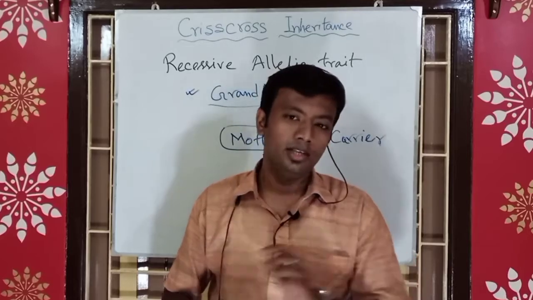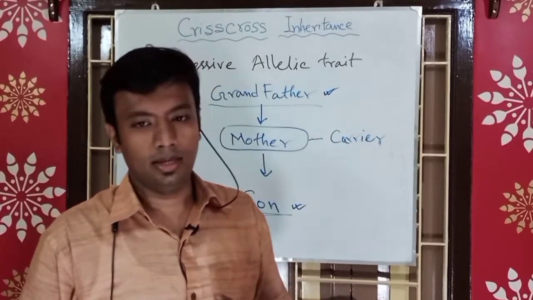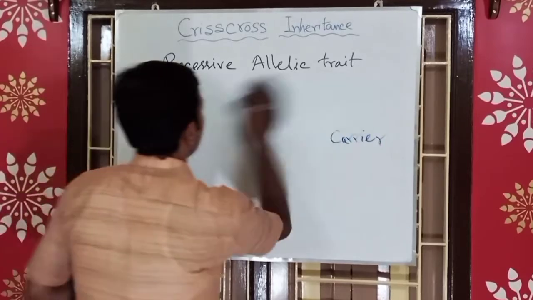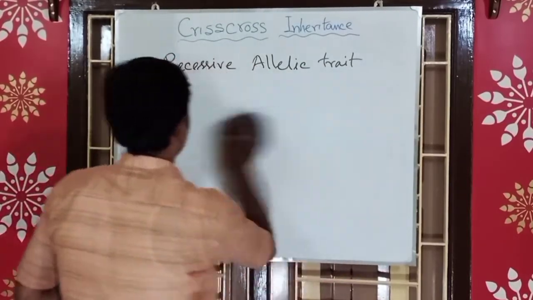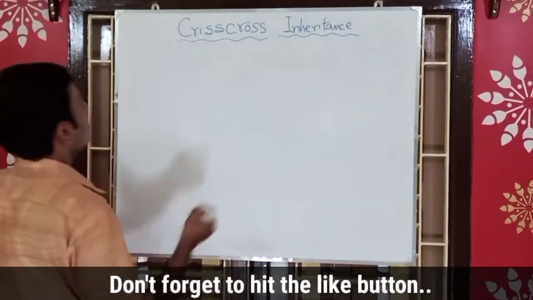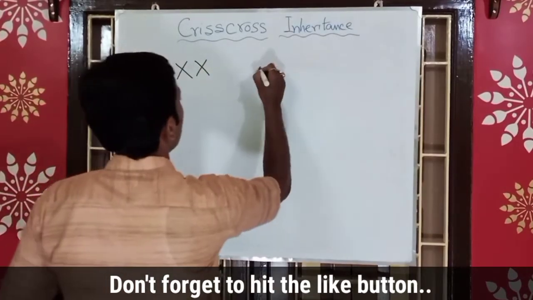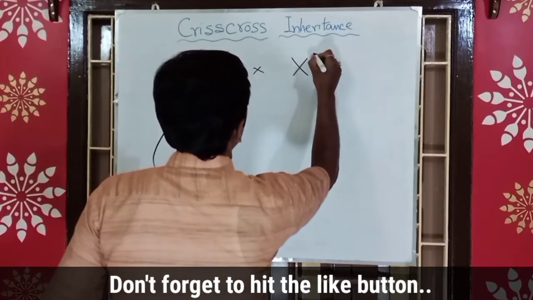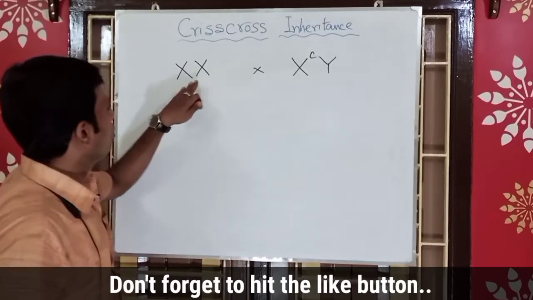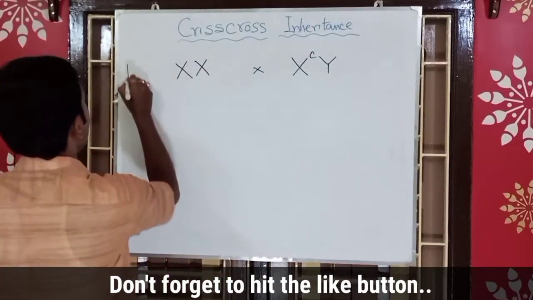as crisscross inheritance. We can easily examine the pattern of crisscross inheritance with the help of a suitable example. Let's consider one example. Probably many of you have already gone through such examples. Imagine one normal mother marries a colorblind man, C stands for colorblind. One normal woman marries a colorblind man. This is the parental generation.